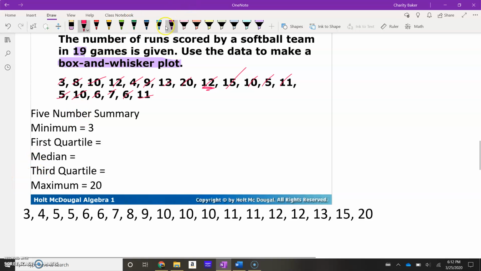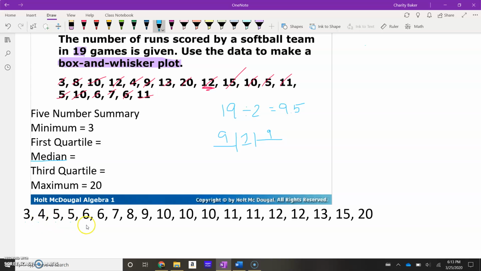So you remember that a median is the middle. Now if we have 19 numbers, where's the middle of 19 numbers? Well, if I divide it in half, 19 divided by 2, I'm going to get 9.5. So that's 9 numbers on the left, 1 number in the middle, and then 9 more numbers on the other side. Okay, so it's the 10th number, so I can count that.